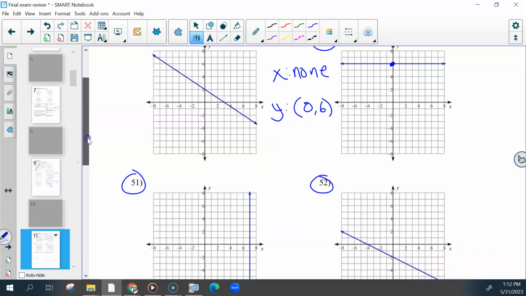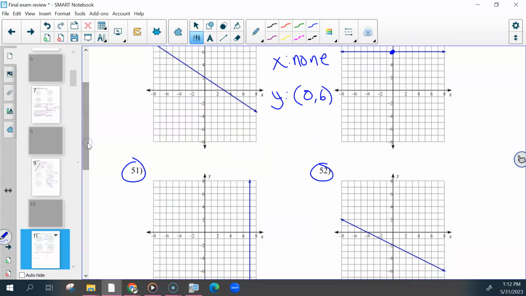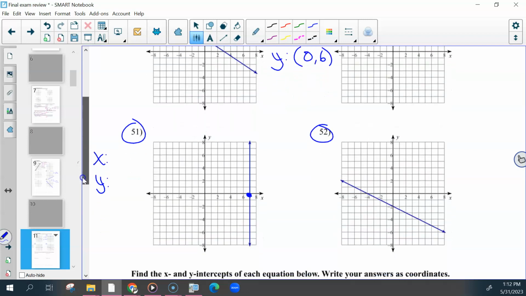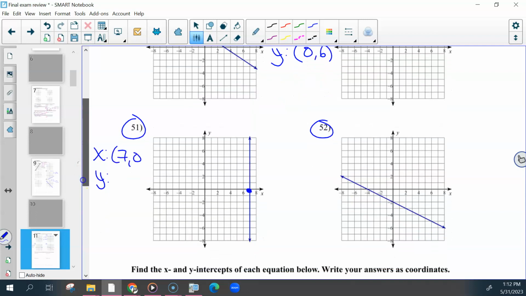51 is the same. So here we have an x-intercept. Where it crosses the x-axis would be at 7. So you would write that as an ordered pair. (7, 0). Does this cross the y-axis? No. So again, this would be none. Doesn't exist. DNE. Don't put 0.